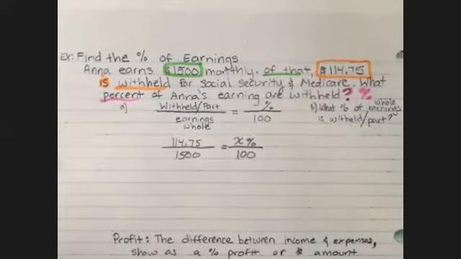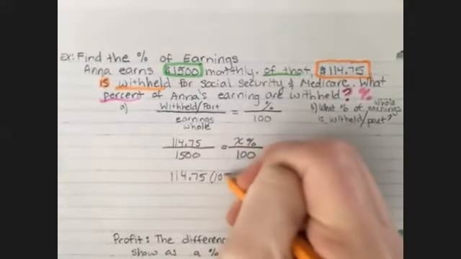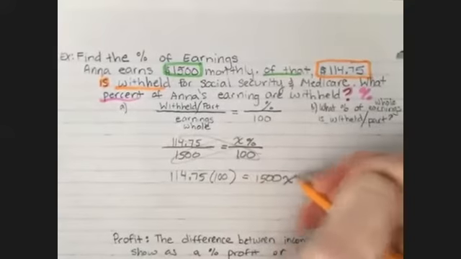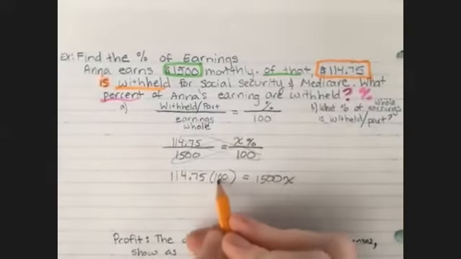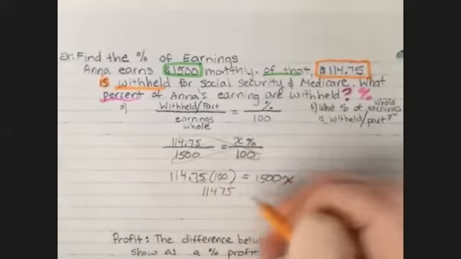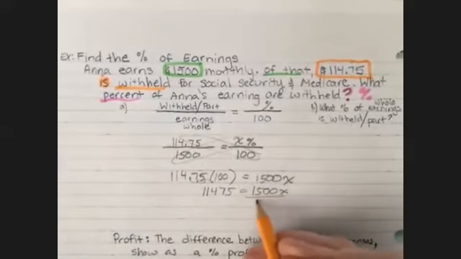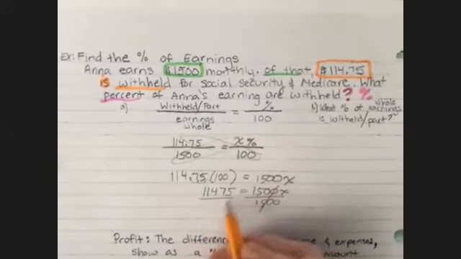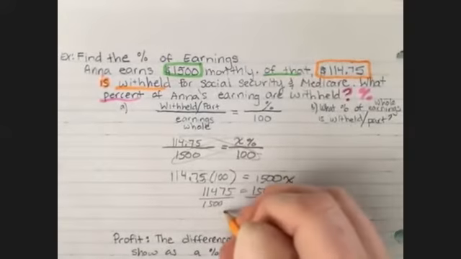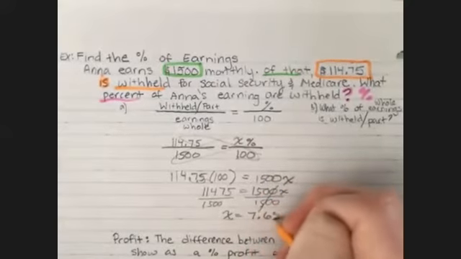Now at this point, you do cross multiplication. So 114.75 times 100, and then 1,500x. Now you multiply these two together, and since it's 100, that's technically like moving the decimal 2 places. And then to get x by itself, since it's multiplied, do division. What you do to one side, you do to the other. Now, once you divide, you should end up getting that x equals 7.65%.